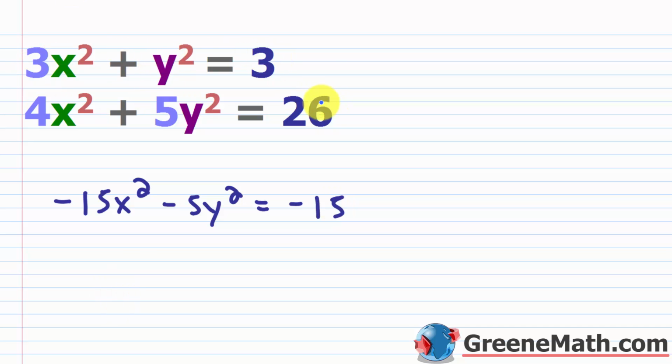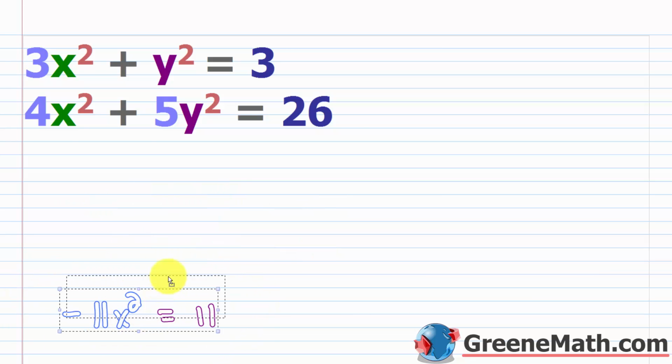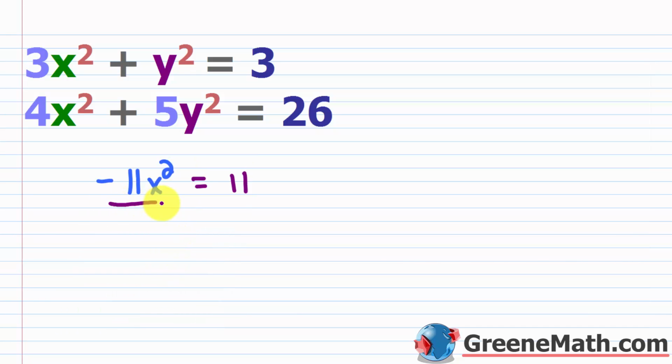So then this second equation stays the same. Let me just copy it real quick. And we're going to add these two together. And what will we get? Negative 15x squared plus 4x squared would be negative 11x squared. This would be gone. And negative 15 plus 26 is going to be 11. So let me erase this and let's drag this up here. And let me divide both sides by negative 11. And we'll find that x squared is equal to negative 1. Okay. Well, if we want to get x by itself, we got to take the square root of each side.